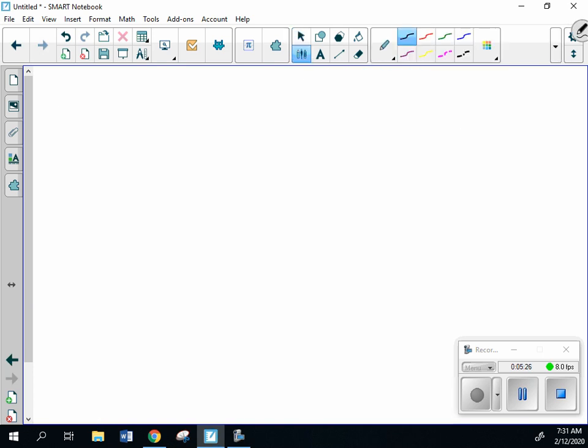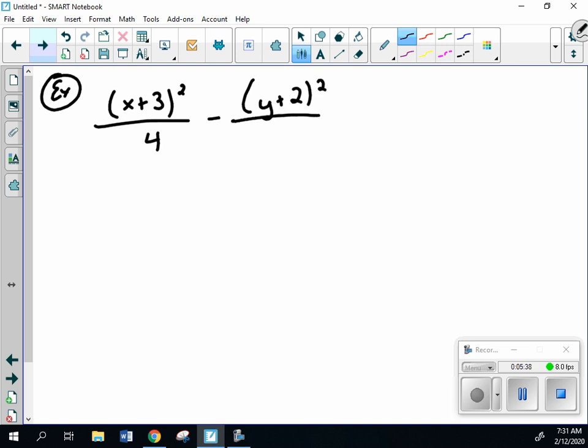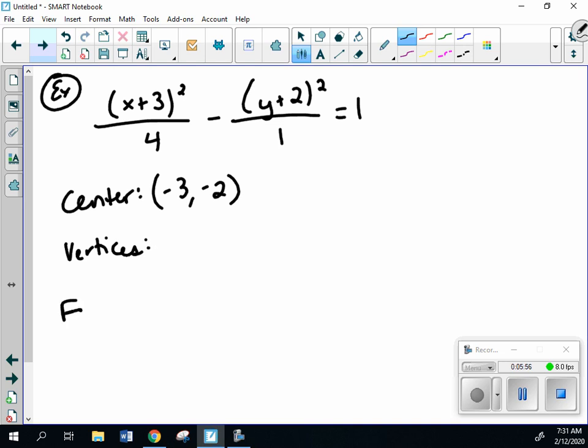So let's say that we have an equation of (x plus 3) squared over 4 minus (y plus 2) squared over 1 equals 1. So we're going to find the center, the vertices, the foci, and the asymptote line. So the center, probably the easiest one. Remember, it's opposite of what you see, so it's -3, -2. The vertices. Now, I need to know my a, b, and c values.